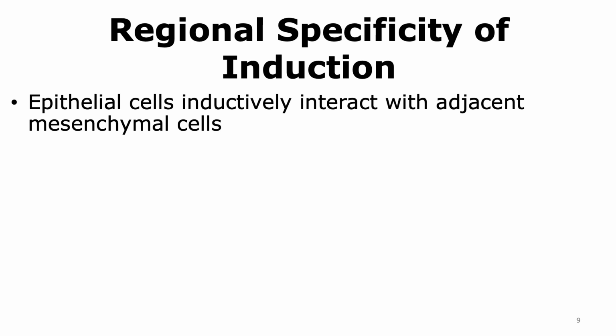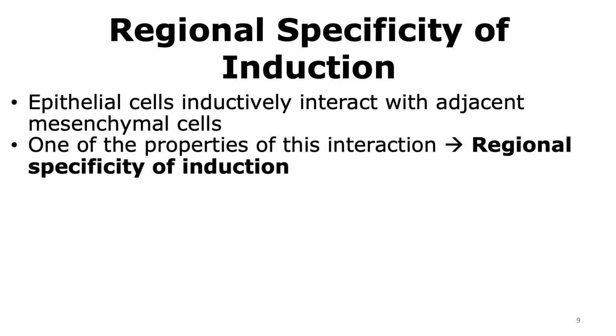We're also going to look at another concept, which is called regional specificity of induction. Now, in many cases, the epithelial cells have to interact with the adjacent mesenchymal cells, and thus we have epithelial-mesenchymal interactions. One of the properties of this interaction is the regional specificity of induction. So let us see what this means in the form of an example.